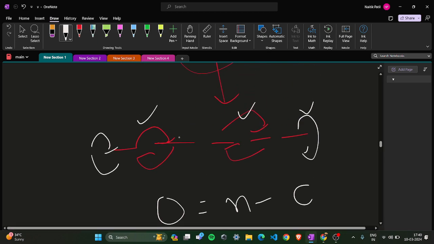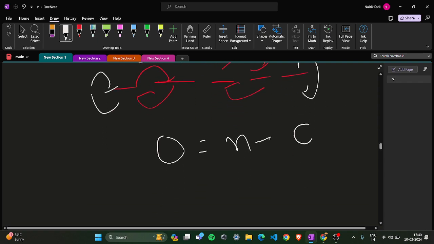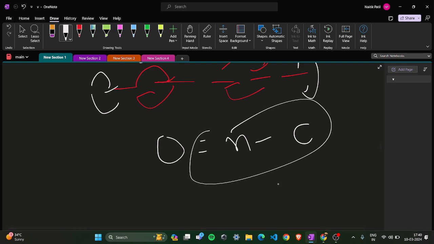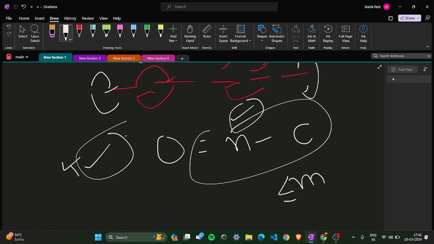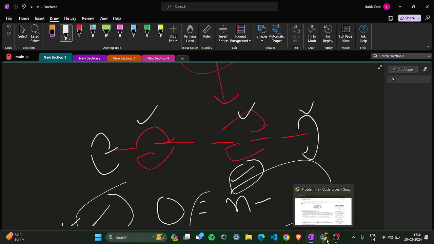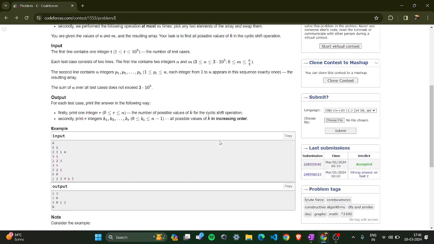So what we can do is use DSU to check the total number of connected components, and if this value is less than or equal to m, then yes, for this particular k our answer is possible. So we'll just push it into our final answer array. So yes, this is the whole approach. Let's look at the code.